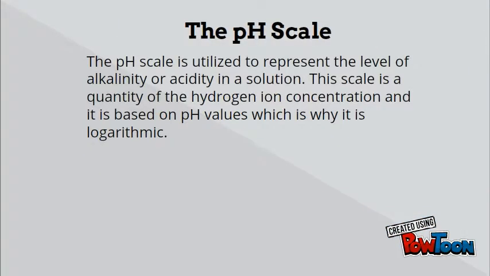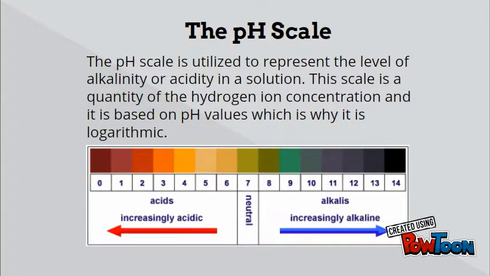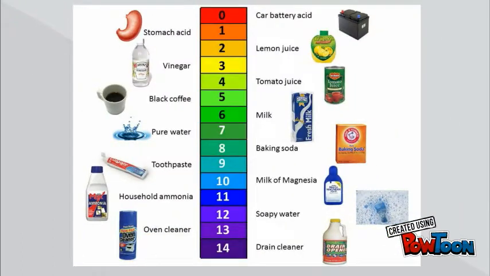The pH scale is utilized to represent the level of alkalinity or acidity in a solution. This scale is a measure of the hydrogen ion concentration, and it is based on pH values, which is why it is logarithmic, which essentially means that a change of 1 pH unit corresponds to a 10-fold change in the amount of hydrogen cations in an aqueous solution. It spans from 0 to 14, where anything below 7 is acidic, the middle point being neutral, and anything above 7 is basic.